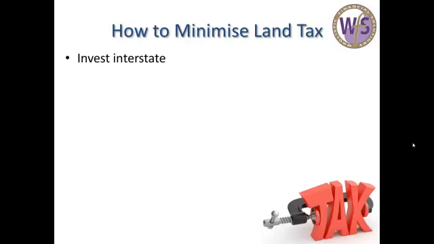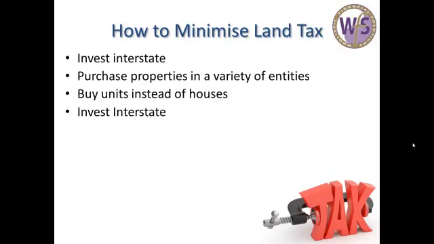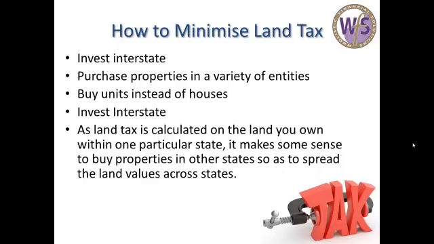You can invest interstate. You can purchase property in a variety of entities. You can buy units instead of houses. You can invest interstate. Now that's not a typo. I wrote that again because the easiest way to avoid land tax or minimise land tax is to invest interstate in different states. Because land tax is calculated on the land you own within a particular state, it makes sense to buy properties in other states so as to spread the land tax values across the states. So investing interstate is simply the easiest way.